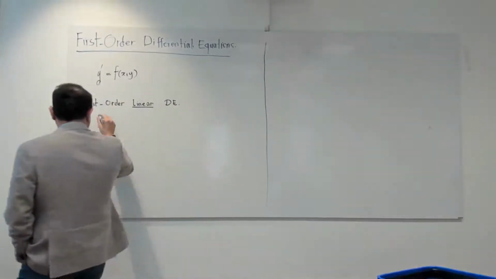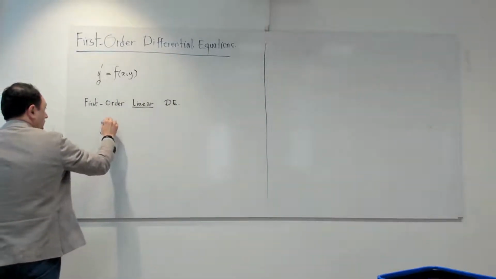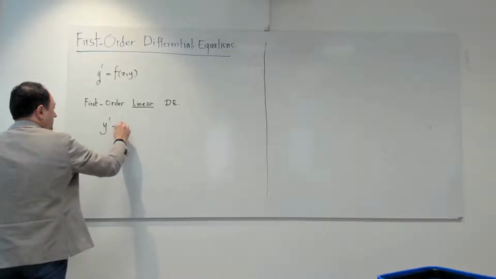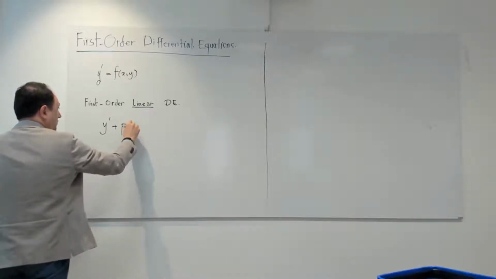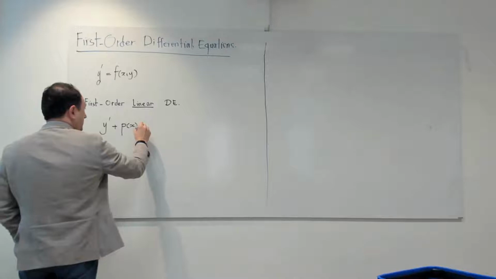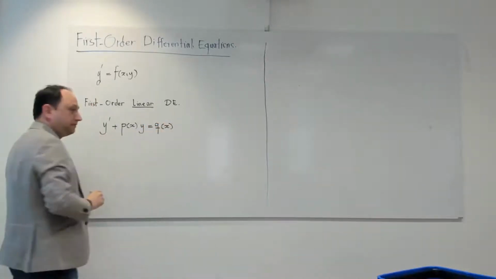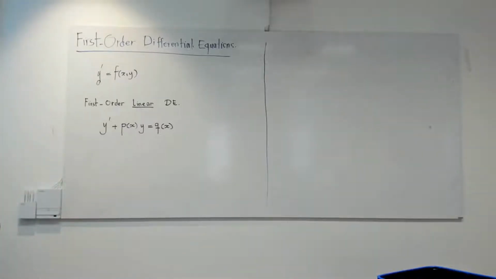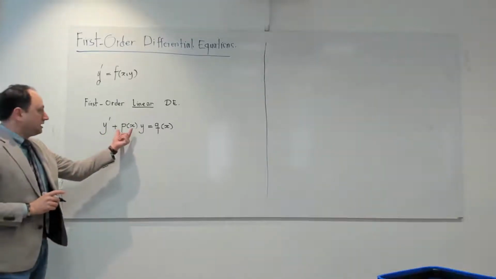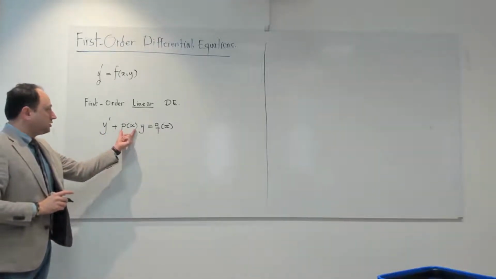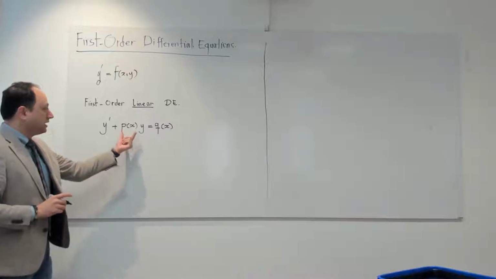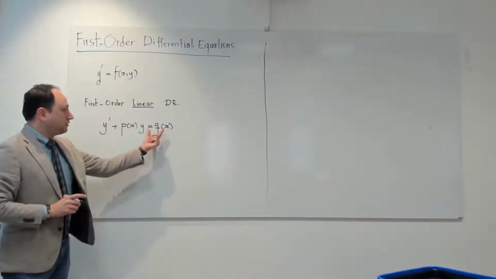But any differential equation of this form, y prime plus a function of x only, multiplied by y, equals a function of x only. So this is called a first order linear differential equation. Okay, so when we mean linear, it means that this function that you see is only a function of x, and this function that you see is a function of x only.